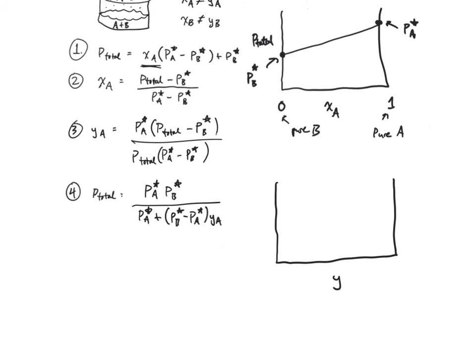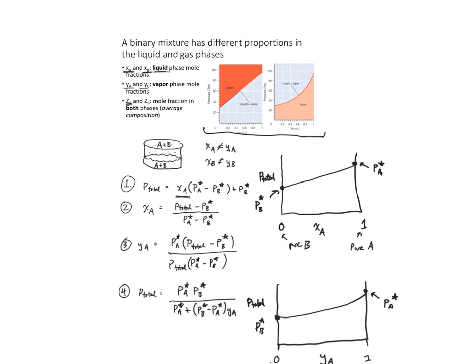But now, if I want to plot y, and I have the total pressure of the pure system, again, here is pure B, here is pure A. I'm going to have those dots in the same place. This is going to be PB star, this is going to be PA star. However, now I've got a differently shaped curve. It's not a straight line anymore. And that's depicted up here in this plot.